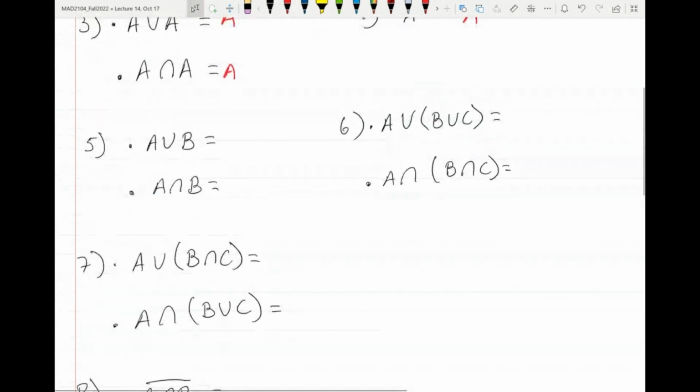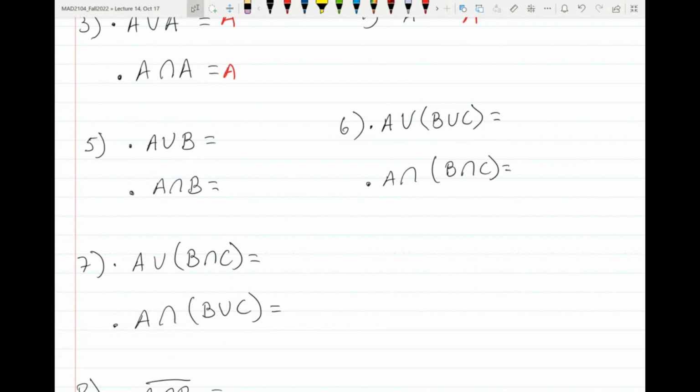Number 5 is the fact that, the same way that OR and AND are commutative, union and intersection are commutative. So A union B is the same as B union A, and A intersection B is the same as B intersection A. Notice that set difference does not enjoy this property. A minus B is different from B minus A. They don't have to be the same. But for union and intersection, it doesn't matter.